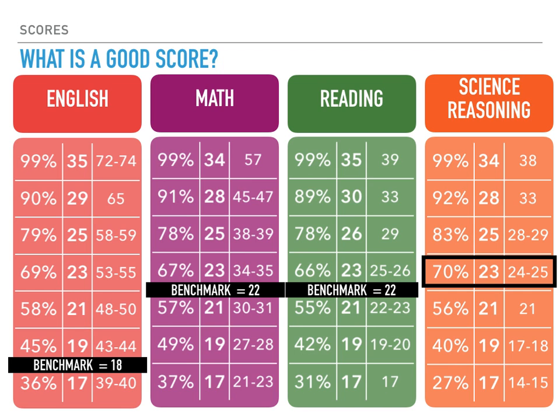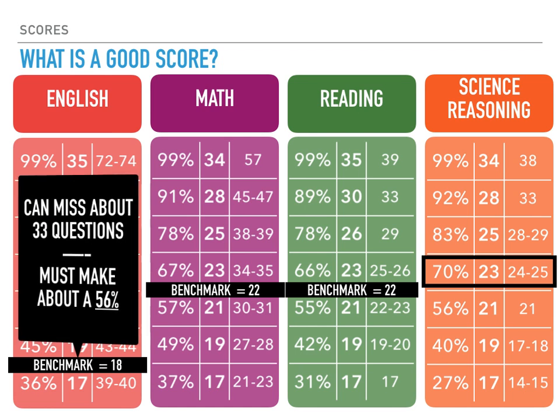So if you make an 18 on the English test, you have about a 50-50 shot of making a B in your freshman level English classes. You can see that the benchmark level is a little bit higher in math and reading, and then in science reasoning, the benchmark would be a 23. So let's put this in perspective.